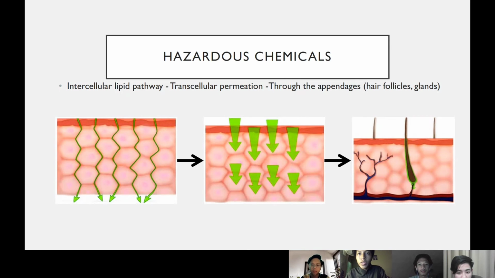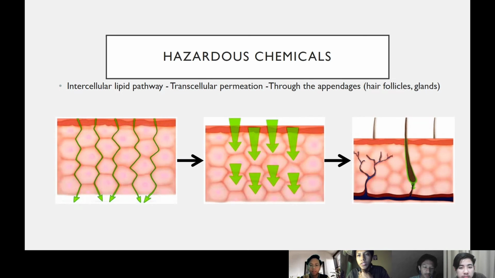The second is transcellular permeation. Transcellular, or cell-to-cell, permeation, in which molecules pass directly through the corneocytes, is another route for substances to be absorbed into and through the skin.